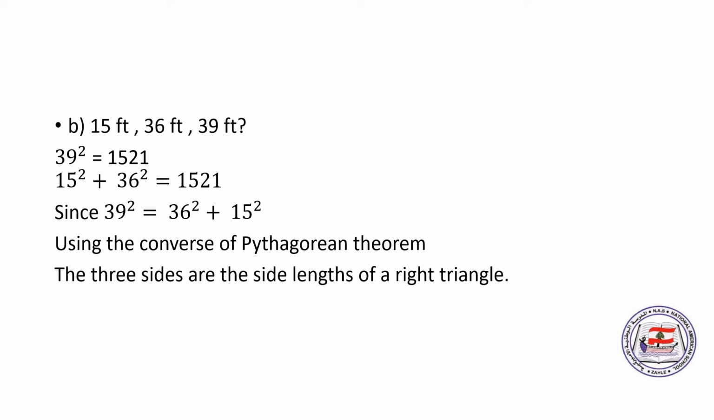Example 2, the three sides are 15, 36, and 39 feet. So start by 39 squared, which is equal to 1521. Then calculating the square of 15 and the square of 36, we get 1521. Since we have 39 squared equal to 15 squared plus 36 squared, so using the converse of the Pythagorean theorem, the three sides are the side lengths of a right triangle.